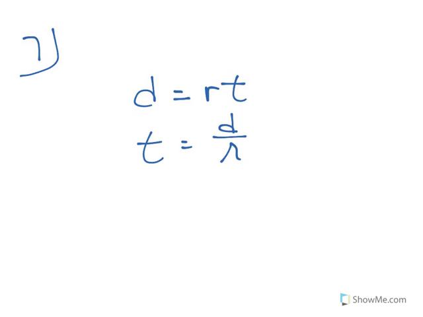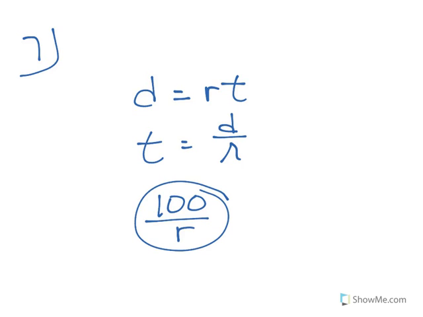So let's see. He's traveling 100 miles. That's our distance, at an average rate of r, which we don't know, and we want to know how long it's going to take. Well, that's going to be t is equal to that.